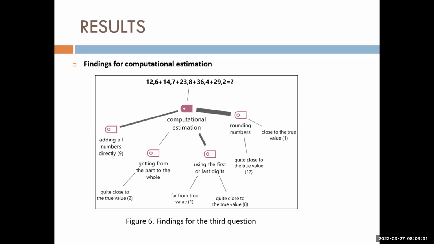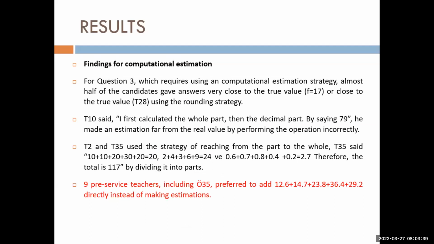Okay, these findings are about the computational estimation. For question 3, which requires using a computational estimation strategy, almost half of the candidates gave answers very close to the true value, or close to the true value, using the rounding strategy. And for the last one, 9 pre-service teachers, including T25, preferred to add 12 to 6, 14 to 7, 23 to 8 directly instead of making estimations.